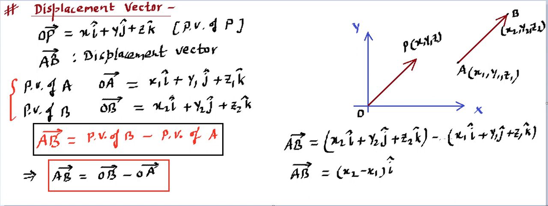Then if we take the j cap common from these two terms, you are going to find it as (y2 minus y1) j cap. And similarly, we can go for the third term, which is k cap. So we will be finding it as (z2 minus z1) k cap. If you catch it, it's going to be easy to do the calculations for this particular case.